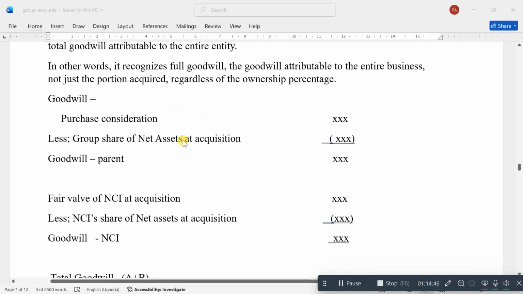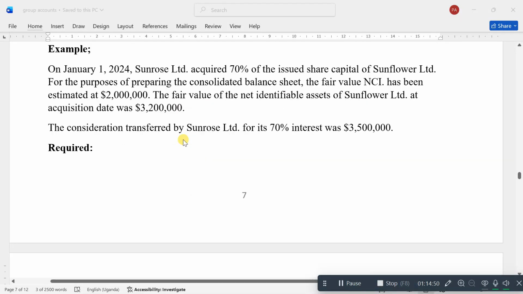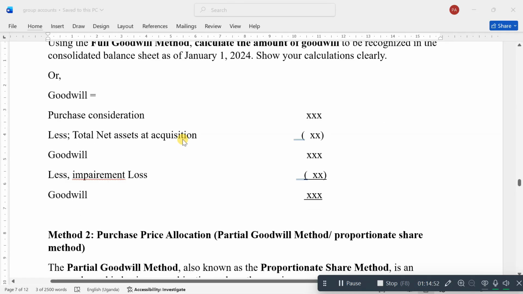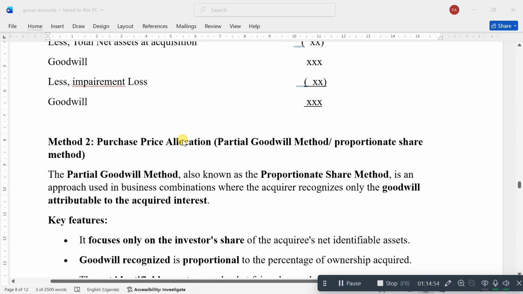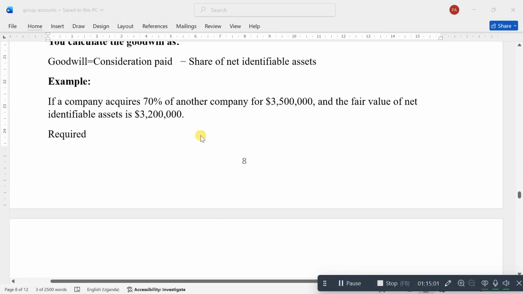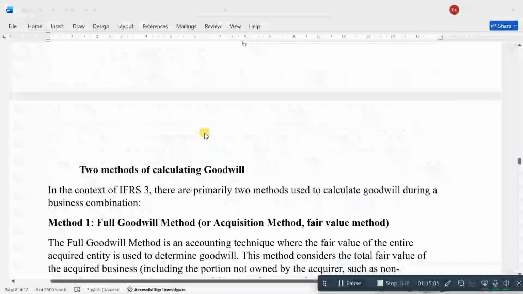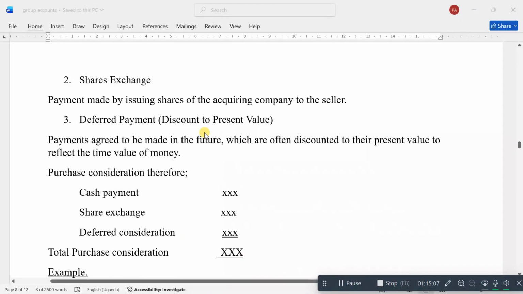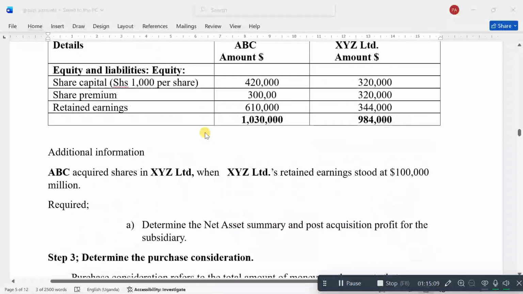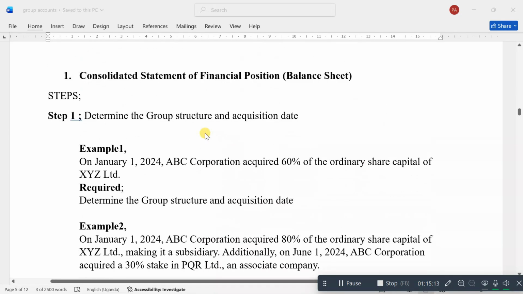Let's meet in another video where we shall look at other steps we go through as we are preparing the consolidated financial statement, and we may even have a hint on the purchase price allocation or partial goodwill method. As we go through other steps, just keep yourself with us. We shall take you through all you need to know, and you become a professional, a master, an expert when it comes to consolidating any balance sheet.